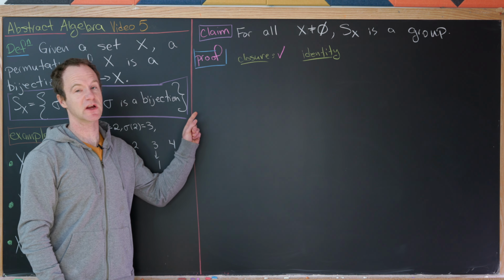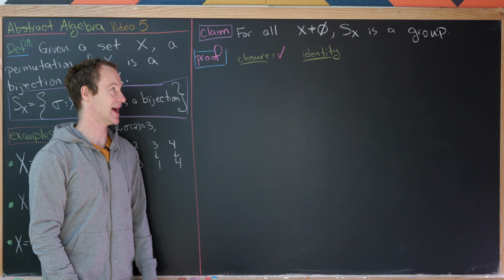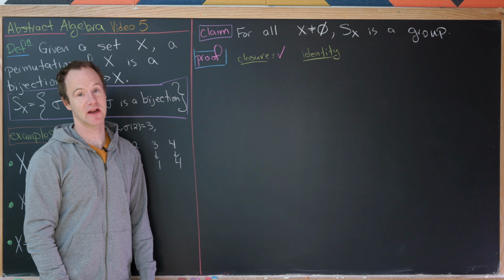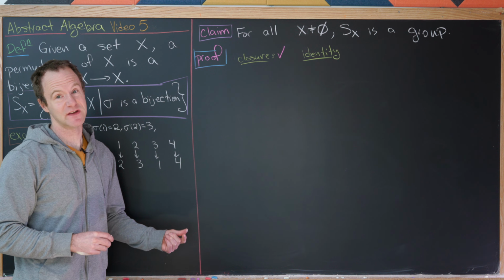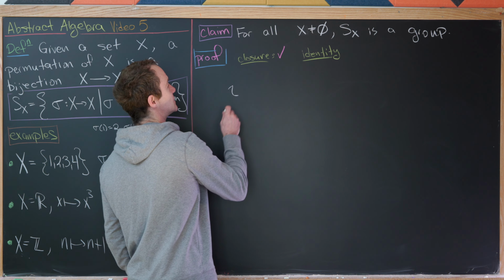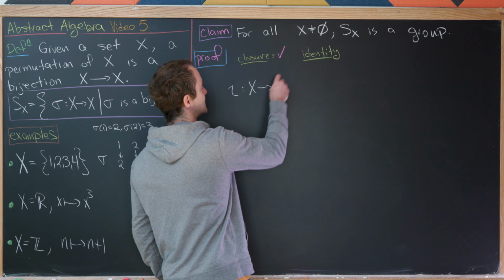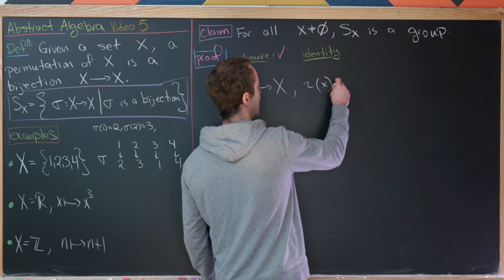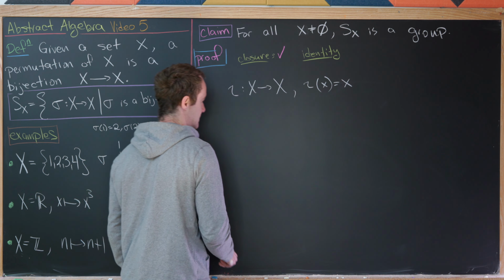So we just finished proving closure for our set Sx and composition. Now we'd like to prove that we indeed have an identity. And there's an obvious identity function. We'll call this iota. We're going to take this from x to x, and it's going to be defined as iota evaluated at little x equals x. Great.